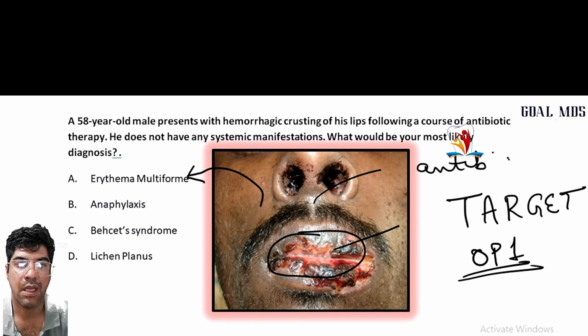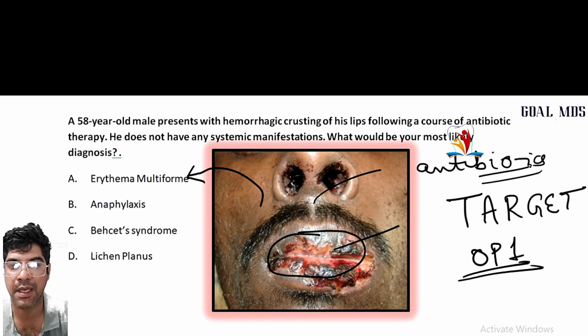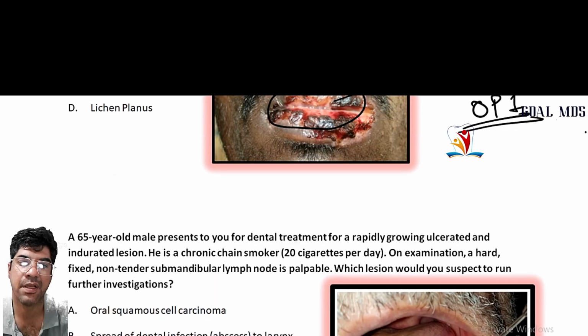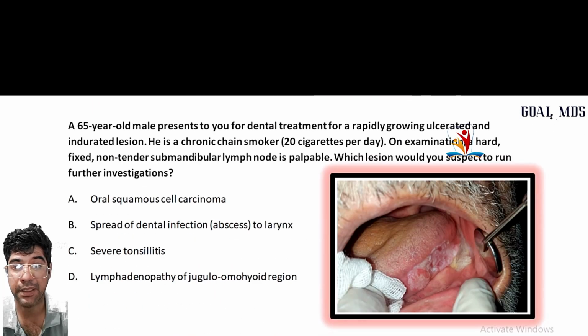It may be triggered by various factors like antibiotics. So antibiotics could trigger it. Just remember that. Other options like anaphylaxis, Behçet syndrome, lichen planus have a different clinical presentation. They are less likely to cause hemorrhagic crusting of the lips following antibiotic therapy. So your answer would be A. Moving to the next question.